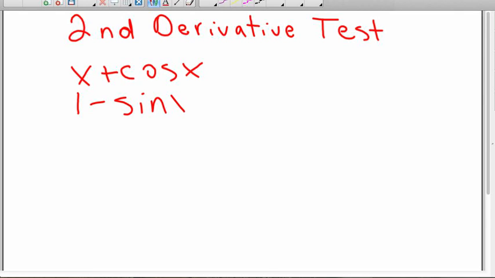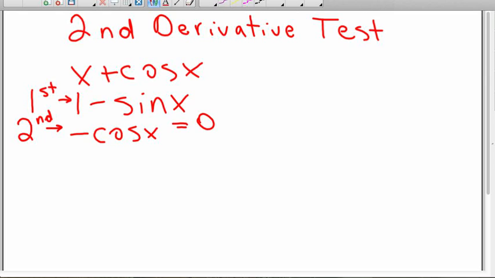So we're gonna derive this. The second derivative is going to be negative cosine of x, and we set this equal to 0. Would this be on an interval 0 to 2 pi? This will be on an interval 0 to 2 pi. They don't tell you otherwise. Trig functions are going to be on 0 to 2 pi. So just repeat after that.